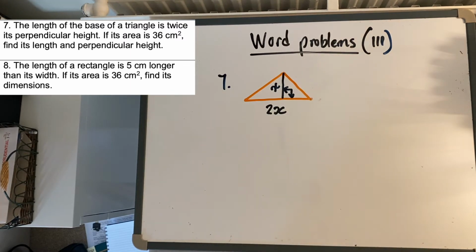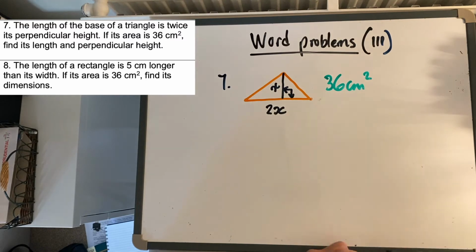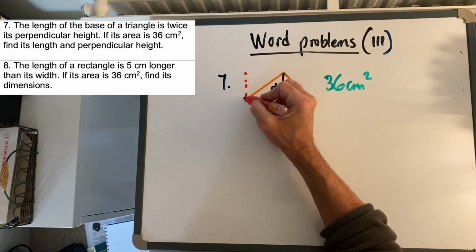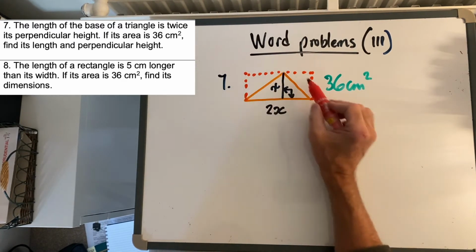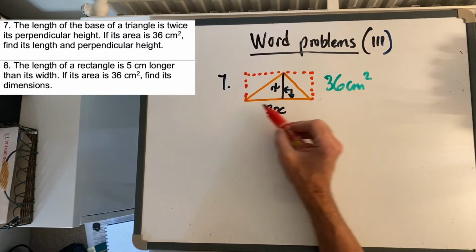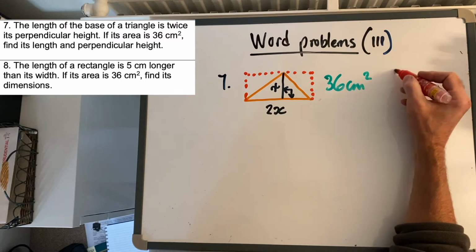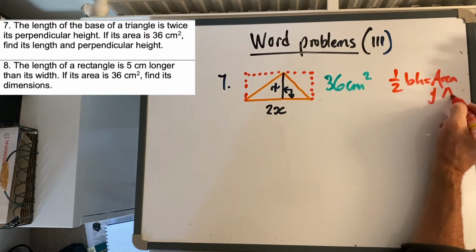Now they say the area is 36 centimeters squared. And you've got to try and remember what is the area of a triangle. If you remember what the area of a rectangle is, it should help. The area of a rectangle, as we looked at last time, was base times height. Now this is a triangle, it covers half the area, so therefore it is going to be a half base times height, and that's what the area of a triangle is.